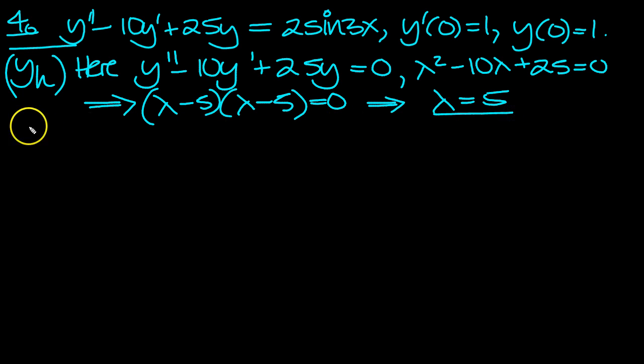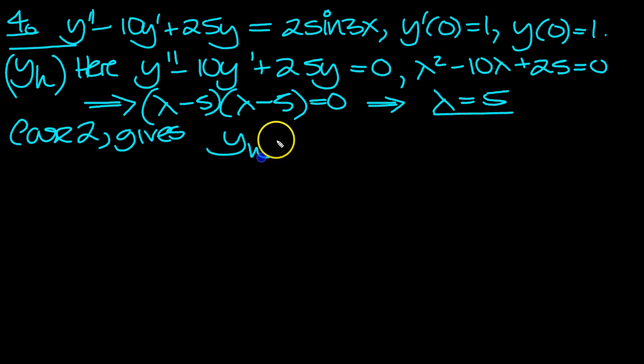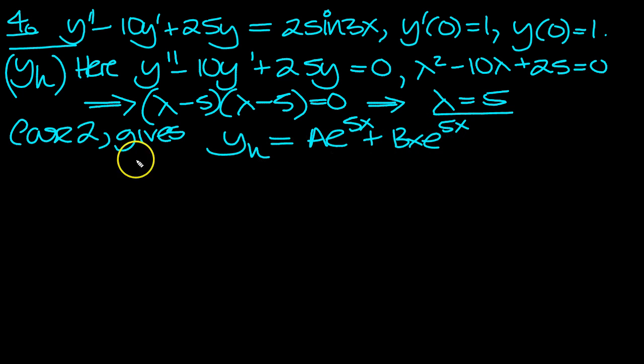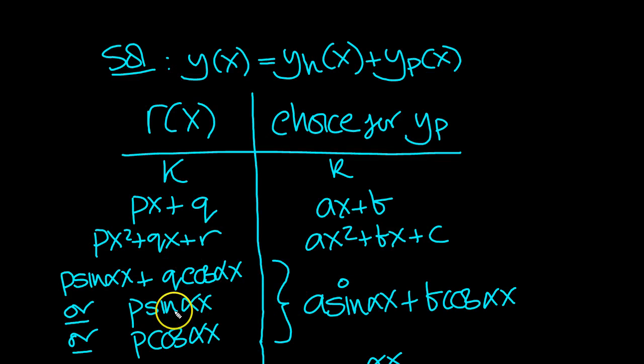It's case 2. So case 2 then gives YH equals A e to the 5x plus Bx e to the 5x. There we go. So that's YH done. Now let's have a look at YP. The right hand side is 2 sine 3x. We need to try a sine plus b cos.